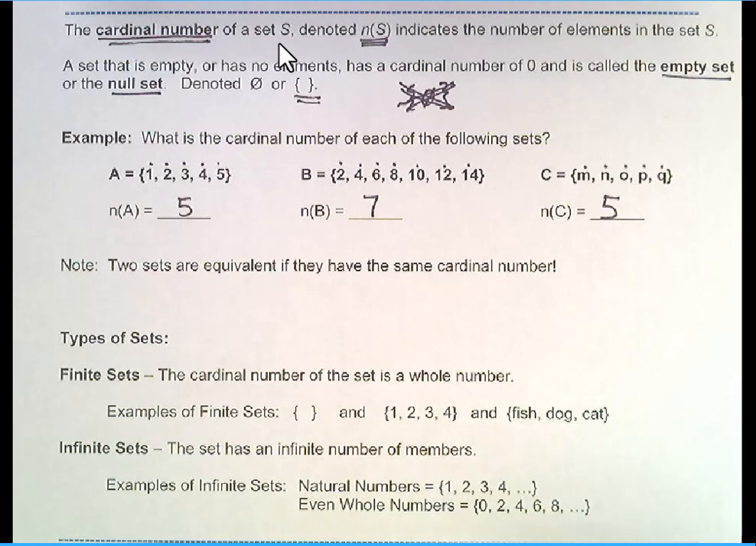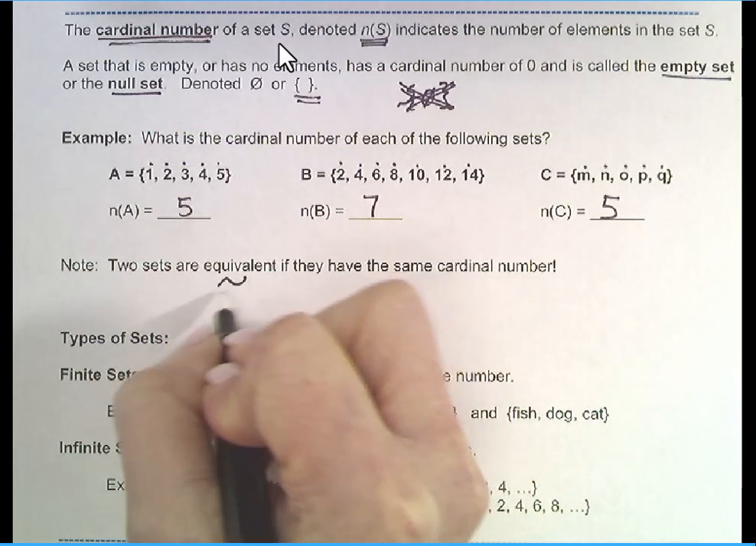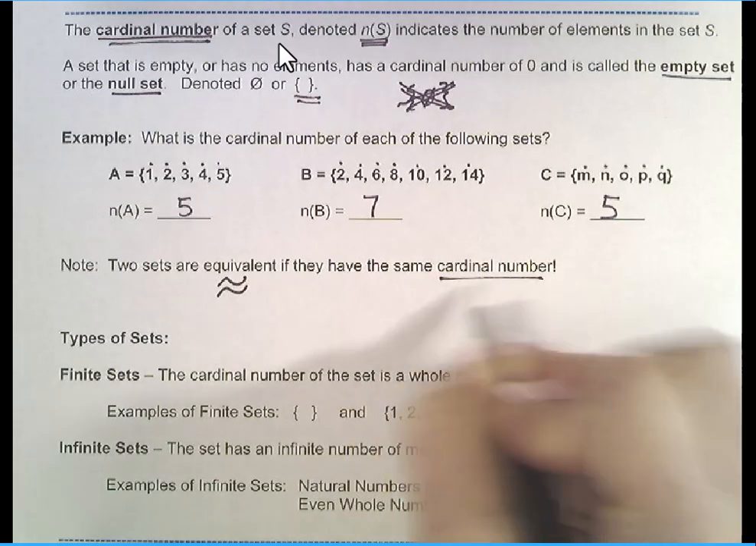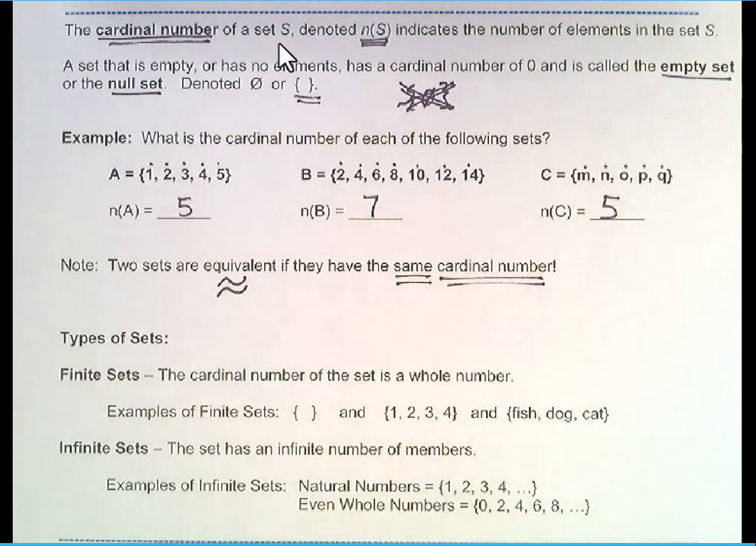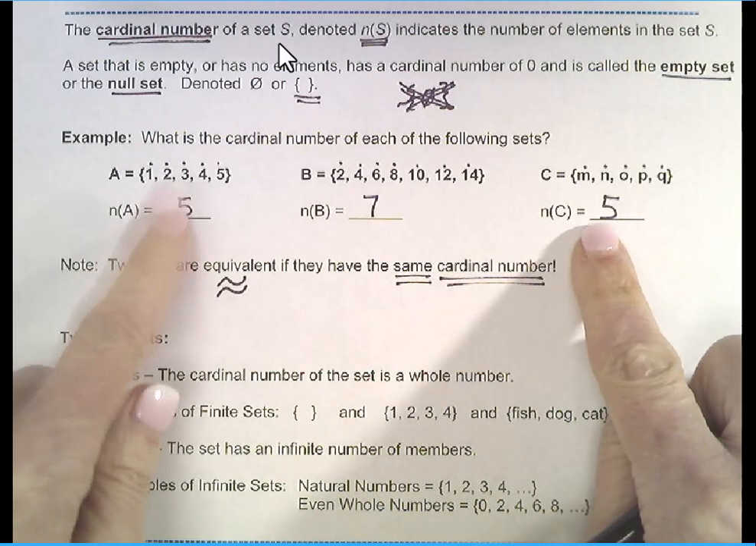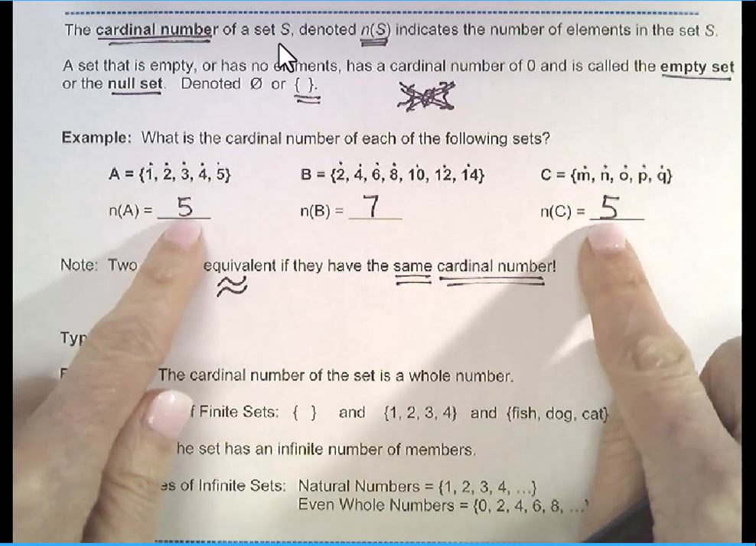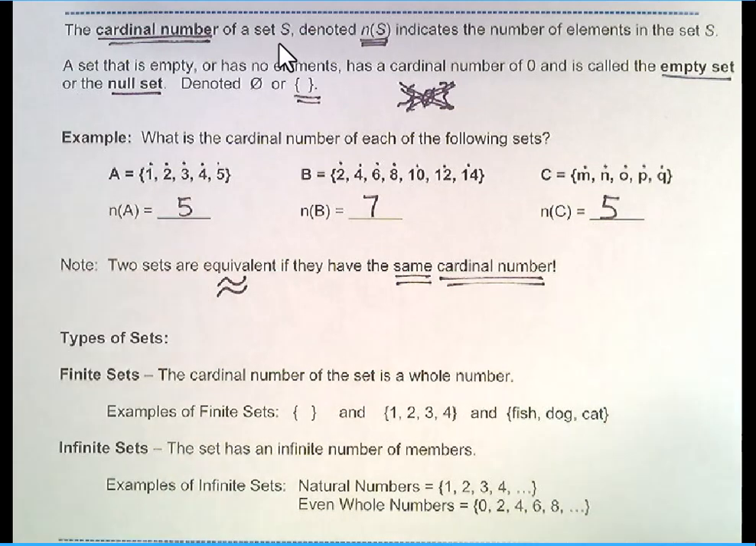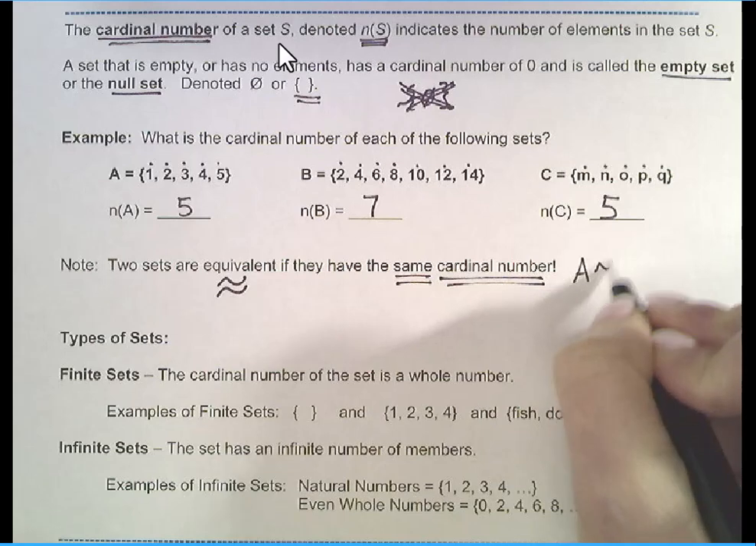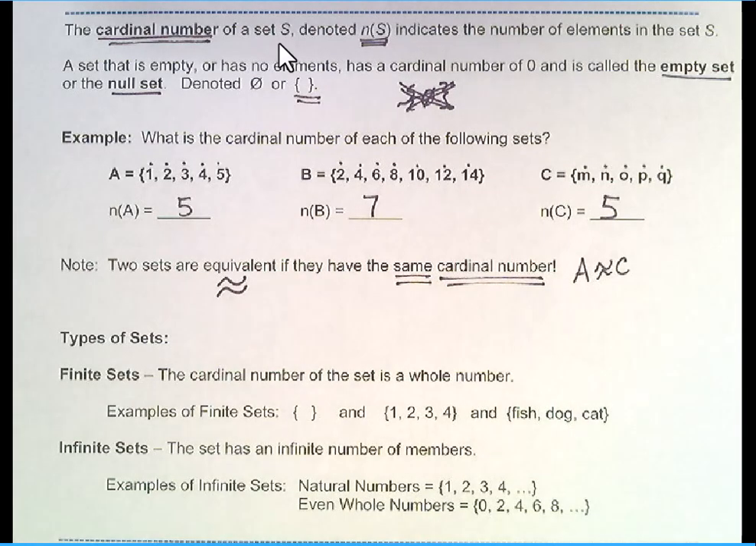So what we learned before is that 2 sets are equivalent if they have the same cardinal number. And that's the basis of this idea behind equivalent or not equivalent. So for example, sets A and C would be equivalent because see, they both have 5 elements. We could say A is equivalent to C if we wanted to.